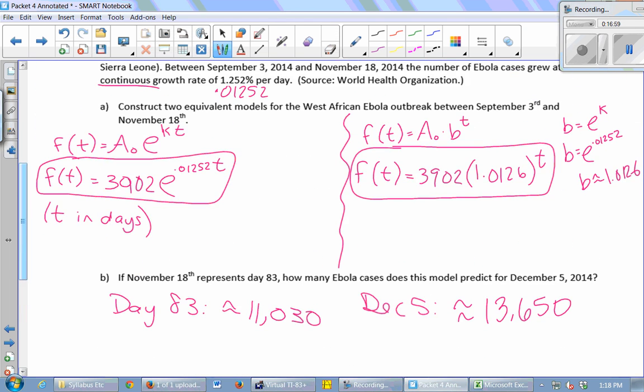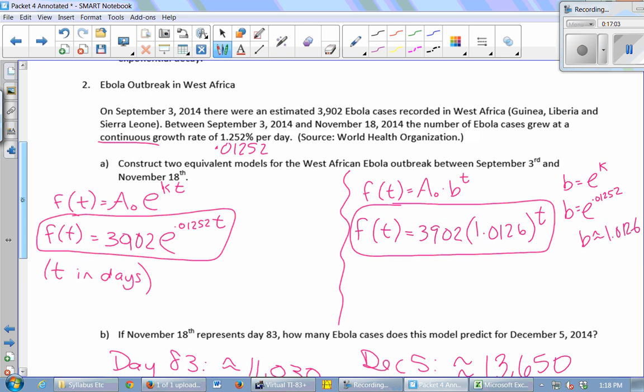Any questions? Generally, when I give you exponential growth problems, I won't make you write two models. You should use whichever model they give you the information for. If they say continuous growth rate, use the e to the k, because you have the continuous growth rate. If they give you a growth factor or a percentage growth rate, use the other one because it's easier.